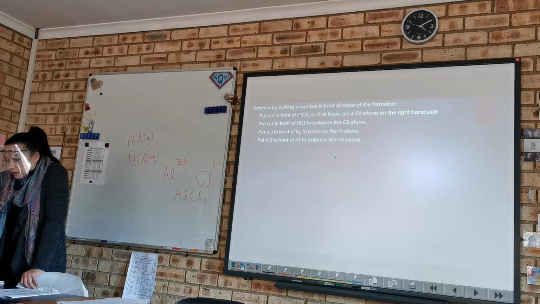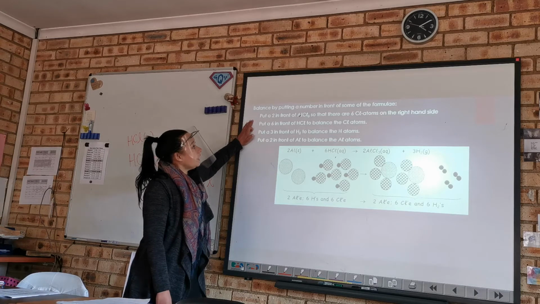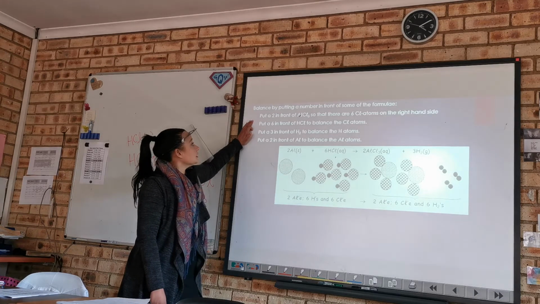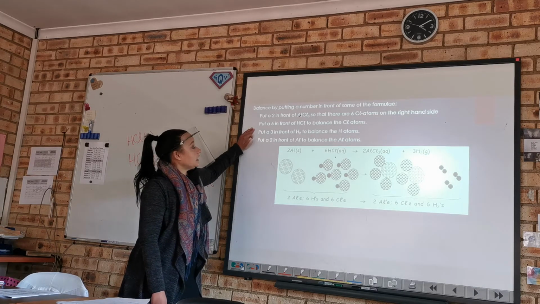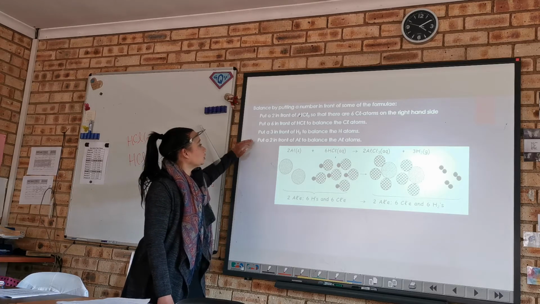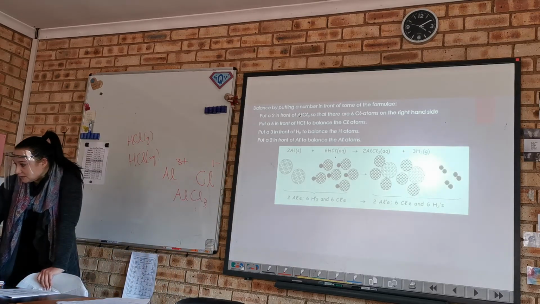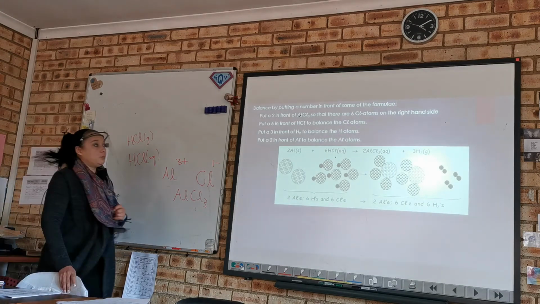So what we're going to do is we're going to put a 2 in front of the aluminium chloride, so that's now 6 chlorine atoms. We're going to put a 6 in front of the HCl to balance the chlorine atoms. Then we're going to put a 3 in front of the hydrogen to balance the hydrogens, and we're going to put a 2 in front of the aluminium to balance the aluminium atoms. And that is the particle diagram that you end up with.